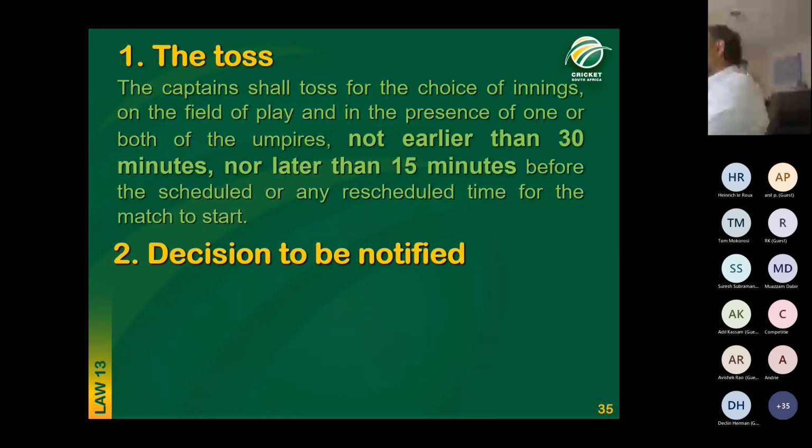When it comes to the toss, who needs to be present? The law tells us that the 2 captains need to be present at the toss, and at least one of the umpires, preferably both. But if not possible, at least one of the umpires. So now we know 2 captains and at least one umpire need to be present. Where does the toss take place? The law tells us anywhere on the field of play.